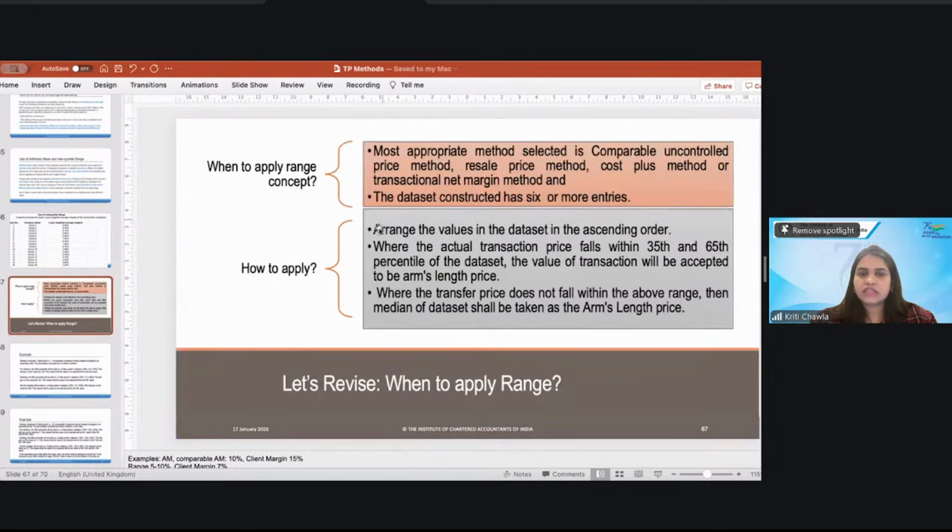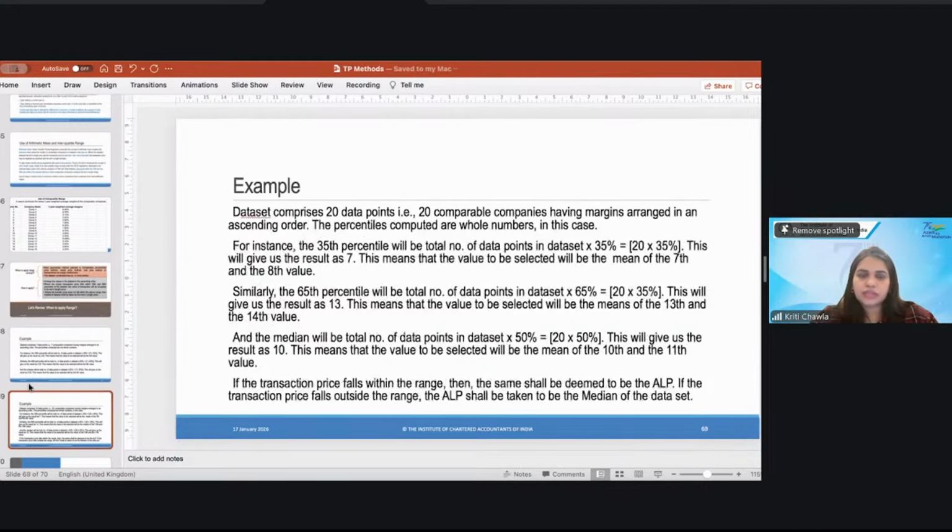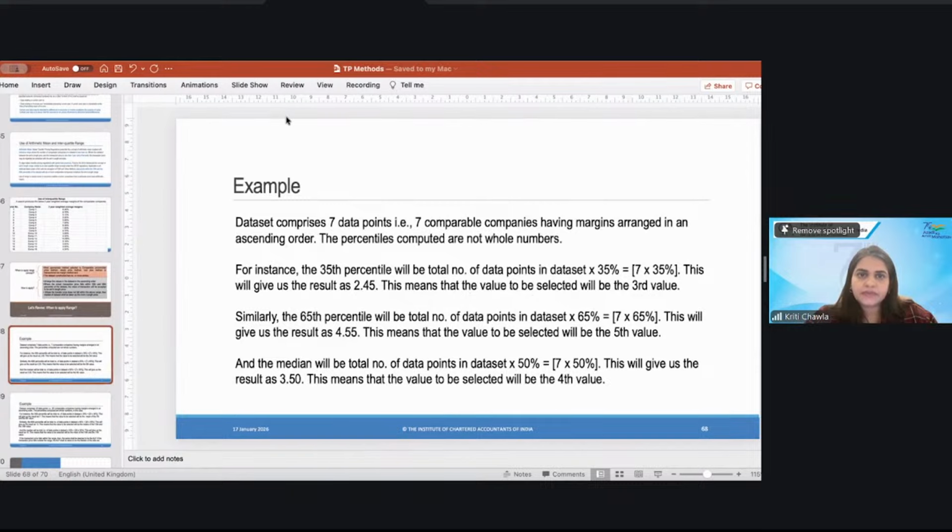Last point is this one on this particular slide. I will explain how to apply it in just a while. Just give me some time. I have these two examples, and I will use those two examples to explain how to apply it.